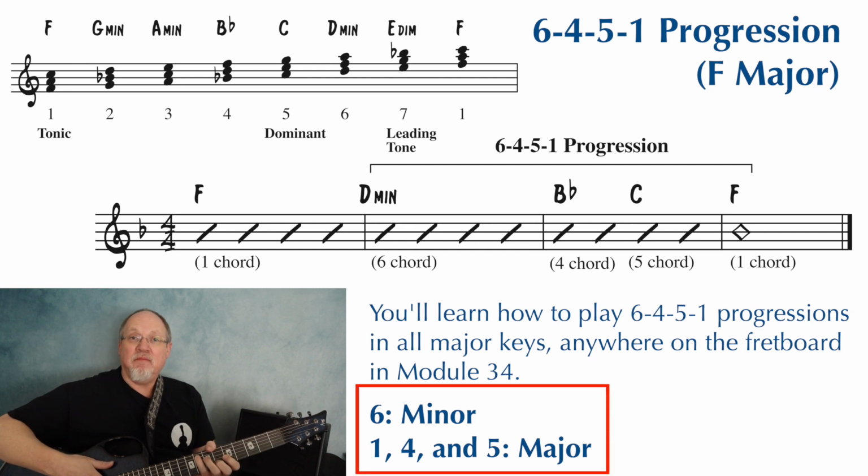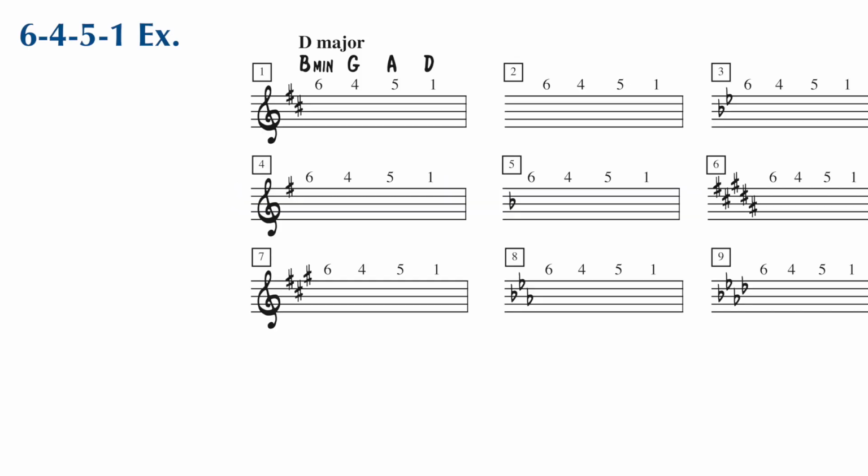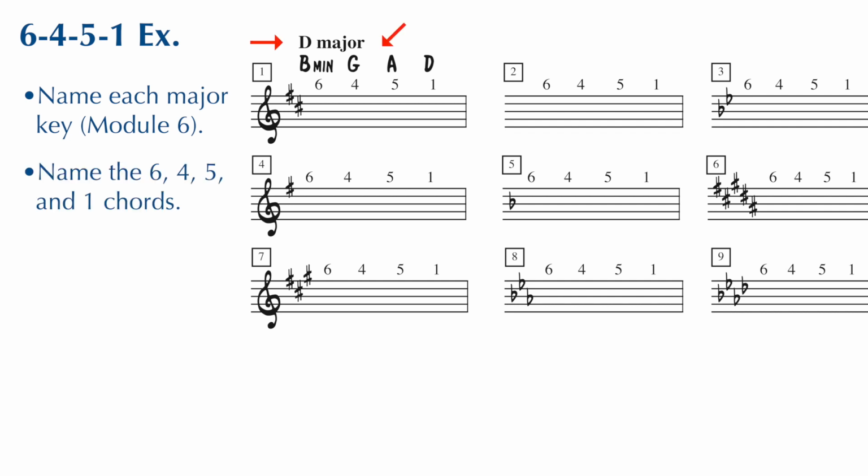And remember that in major keys, your 1 and your 5 and your 4 are major, and your 6 chord is going to be minor. On top of page 92, we have the 6-4-5-1 exercise. You're given a key signature. Your job is to write the name of the major key above that key signature, and then write the name of the 6 chord, 4 chord, 5 chord, and 1 chord.